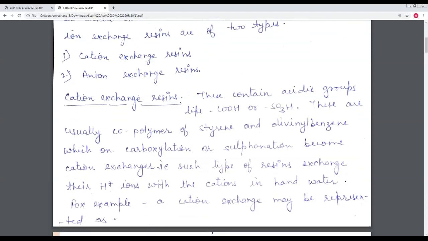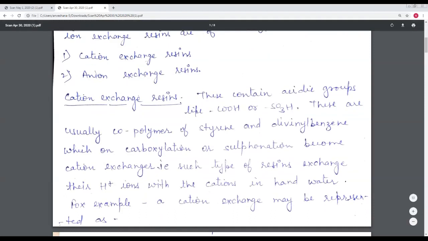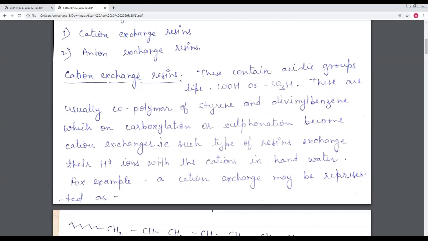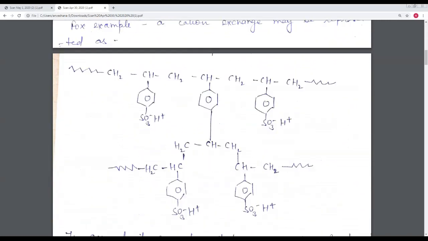According to this, cation exchange resins contain acidic groups, like the carboxylic group or the sulfonic group. These are usually copolymers of styrene and divinyl benzene, which on carboxylation or sulfonation become a cation exchange resin. That is, this type of resin exchanges its H positive ion with the cations in the hard water.